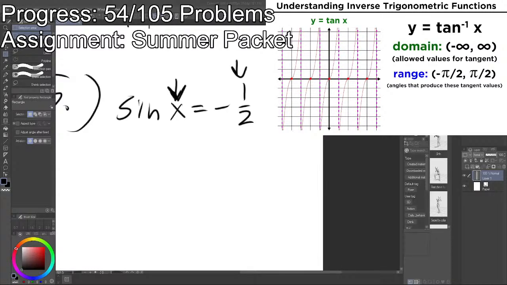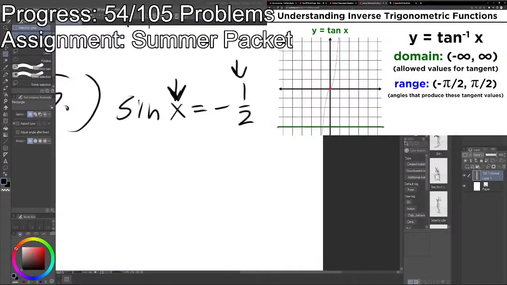Now let's look at inverse tangent. Starting with tangent x, we see that we will want to restrict things to within -1/2 pi and 1/2 pi, so that it passes.